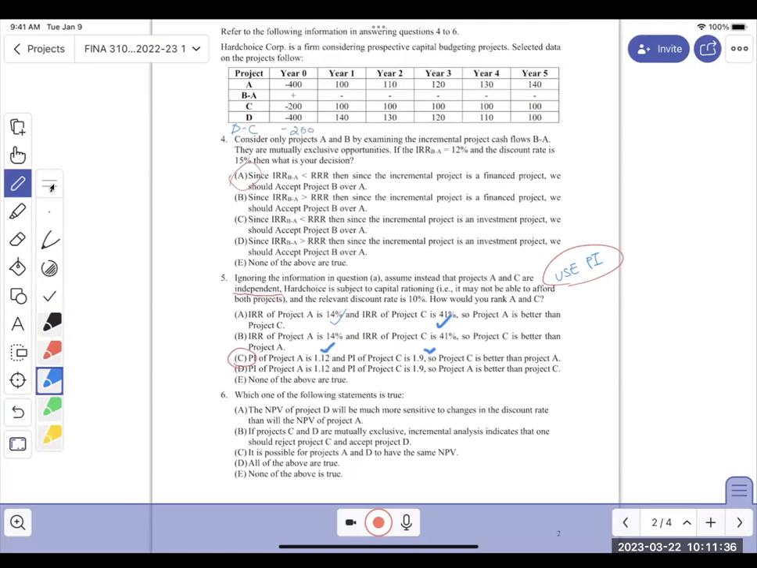Continuing with D minus C, this will be 40. You see how nice this is? And so now I look at what's called the incremental project, which means pick D over C, or D instead of C. But I analyze this as an investment project. So let's check if these cash flows have an NPV that's positive.